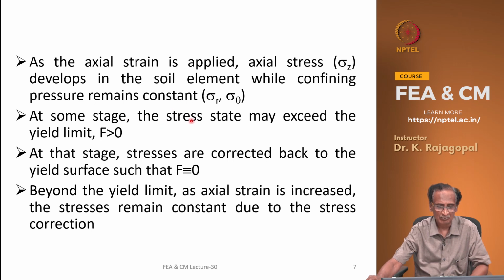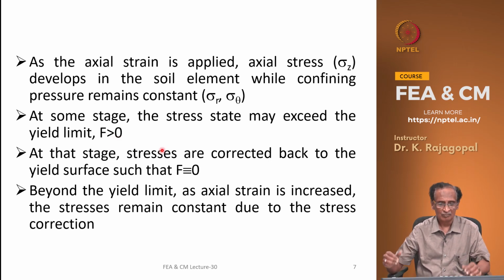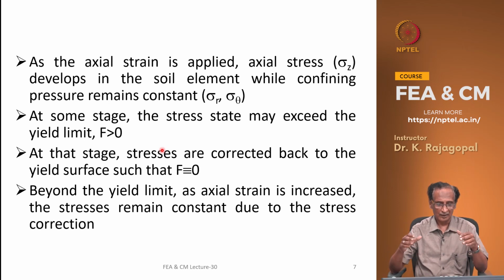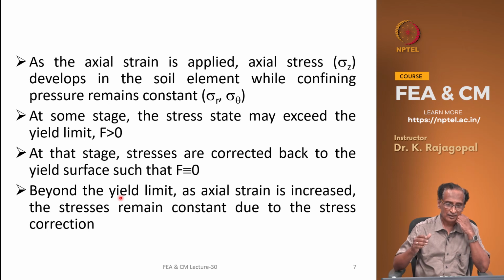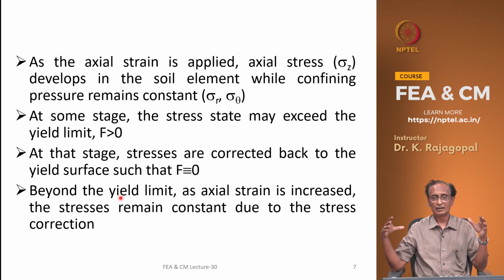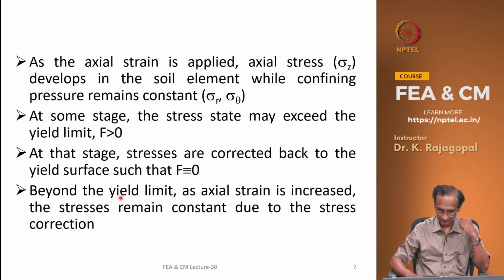Then at some stage our stress state may exceed the yield limit, that is when f greater than 0. Then at that state stresses are corrected back to the yield surface such that our f is exactly 0. And beyond the yield limit, as the axial strain is increased, the stresses will remain constant due to the stress correction. So, the lateral pressures will remain constant at the cell pressure, whereas the vertical pressure initially might increase, then at some point will remain constant. Okay. So, that is what we can see.